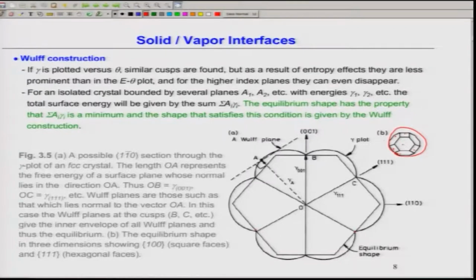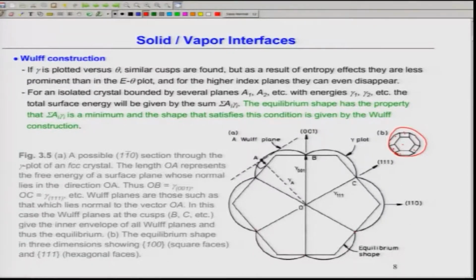Okay, let us assume, suppose you have an isolated crystal which is bounded by many planes, that is what is shown in this picture. These planes have different surface areas A1, A2, A3 and different surface energies, that is gamma 1, gamma 2, gamma 3. So, total energy is equal to the summation of A1 gamma 1, A2 gamma 2, A3 gamma 3, that means it is the summation of Ai gamma i.